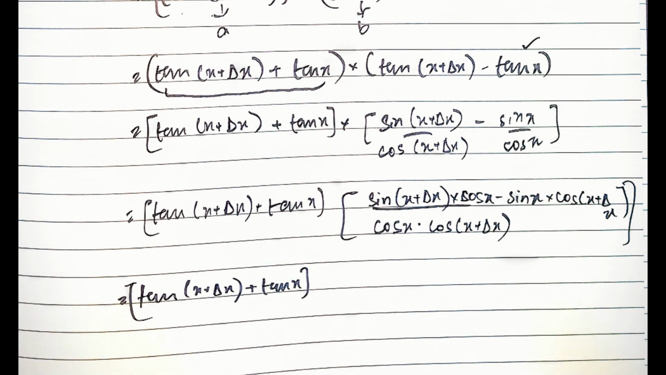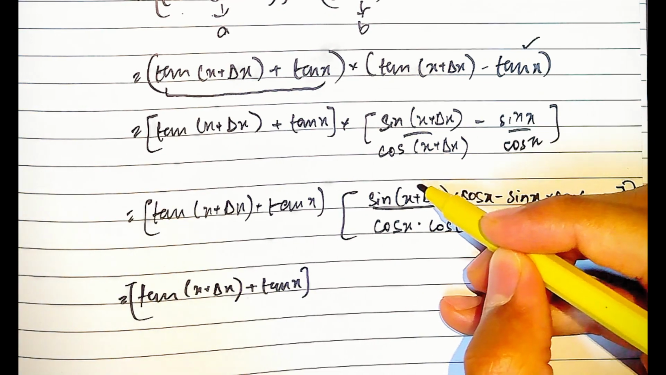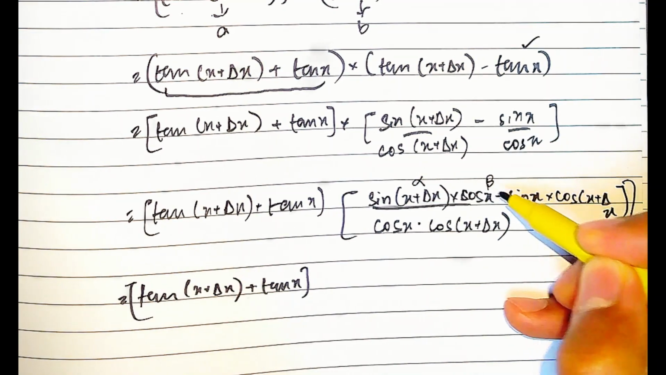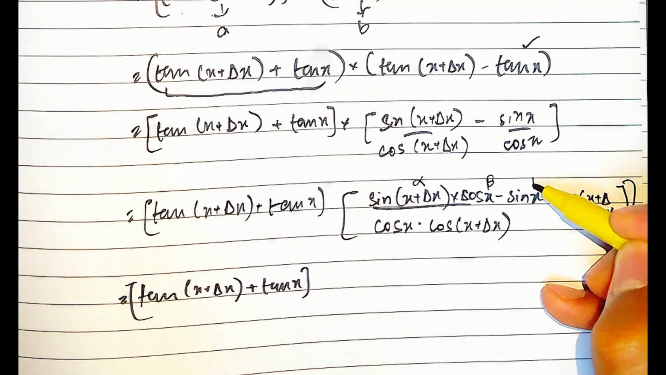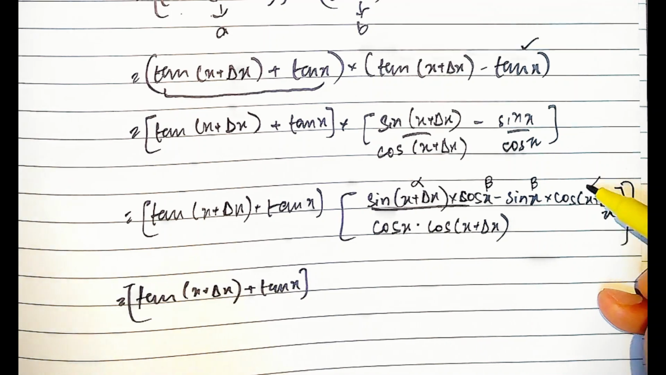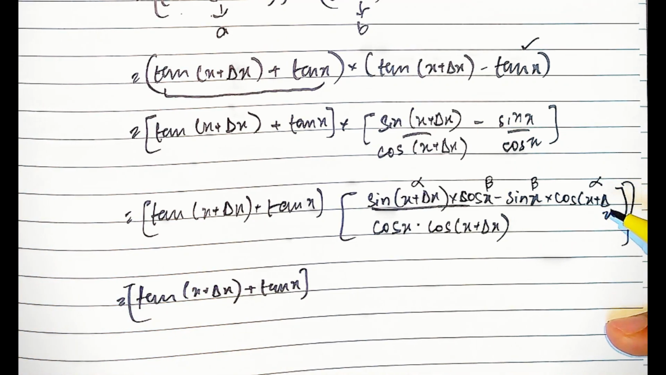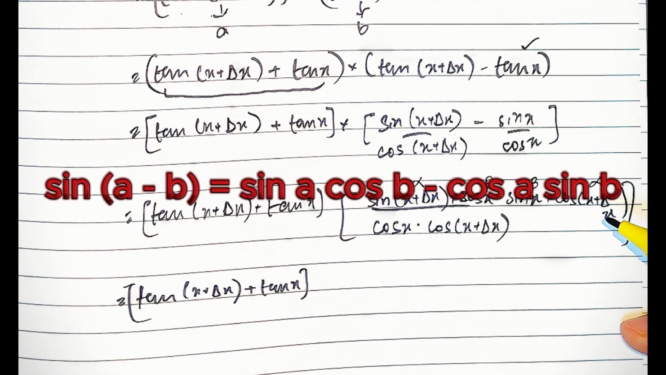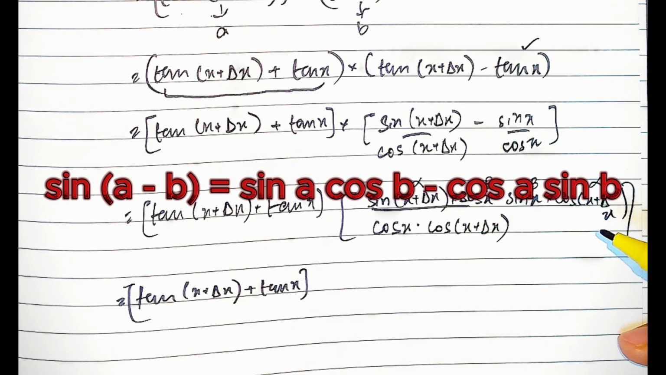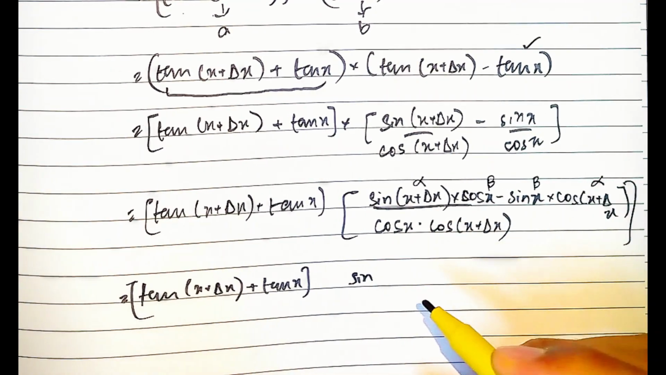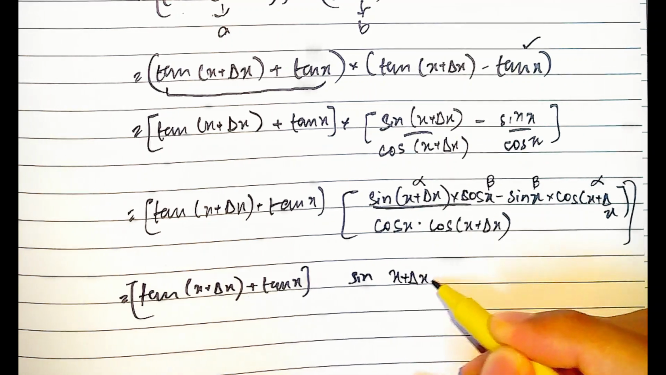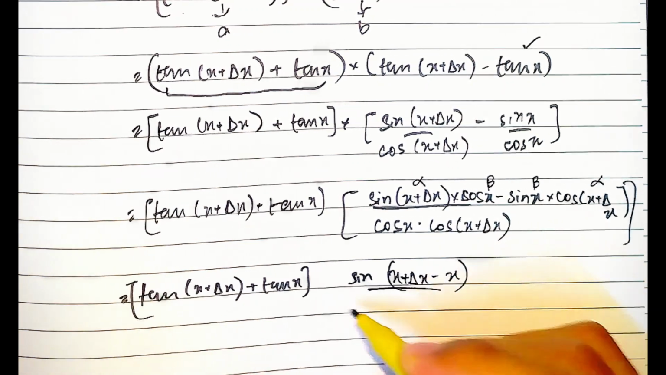So there is a very specific sequence over here. This can be my alpha and this can be my beta. Now if you see, sine alpha multiplied by cos beta minus sine beta multiplied by cos alpha. This is the same sequence which we are using in the formula sine alpha minus beta, which is equal to sine alpha dot cos beta minus cos alpha dot sine beta. So we can write it as sine alpha minus beta. Okay, so sine, what is alpha? x plus delta x, minus beta. What is beta? x.